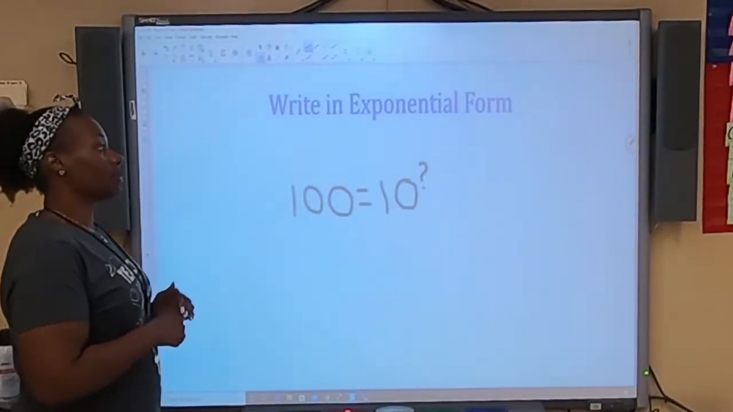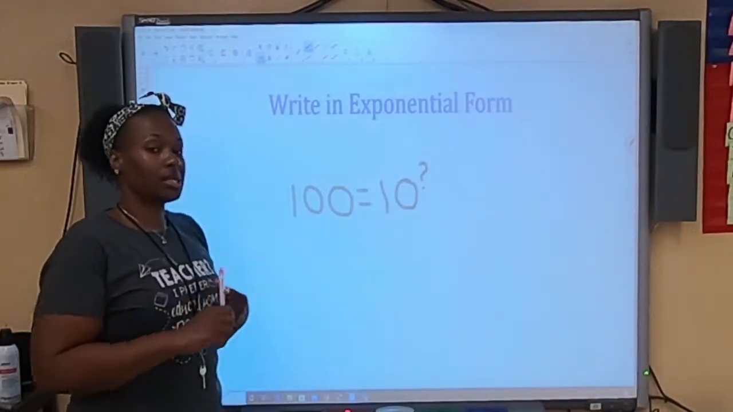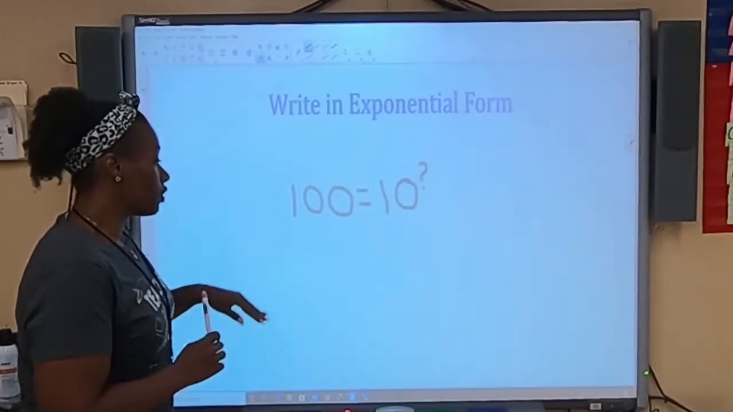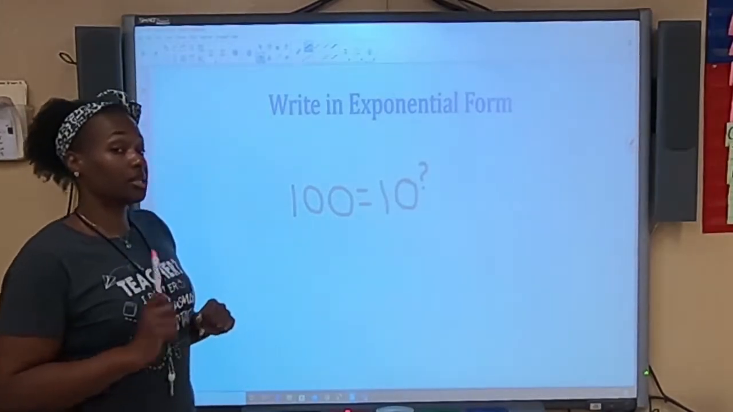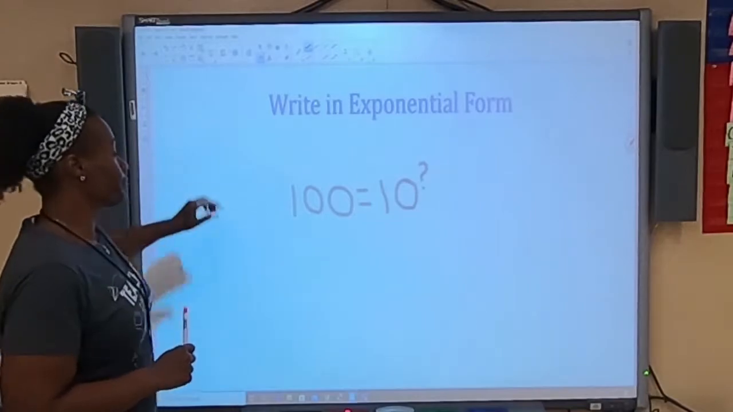Yesterday's lesson, we talked about exponential form. Remember, our exponent tells us how many zeros and how many tens are in the number we're working with. So if I have 100, you should know that that missing exponent is 2 because we have 2 zeros.